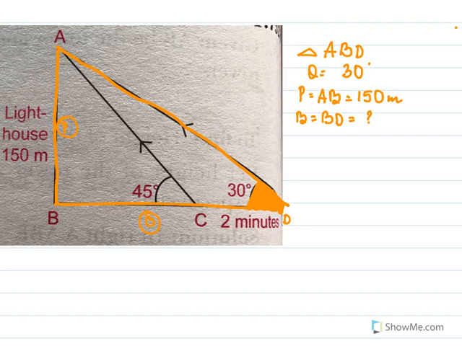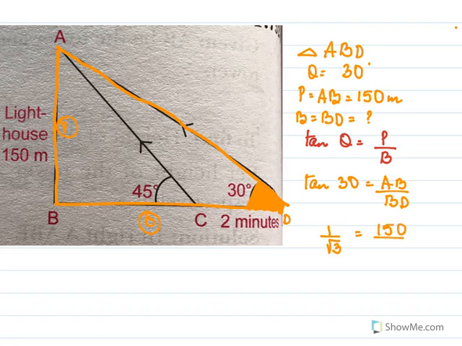So we go ahead and find tan theta. Tan theta is perpendicular over base. So tan of 30 in this case, perpendicular AB, base BD. Tan theta is 1 over root 3, AB is 150, this is BD. So you get BD is 150 root 3.